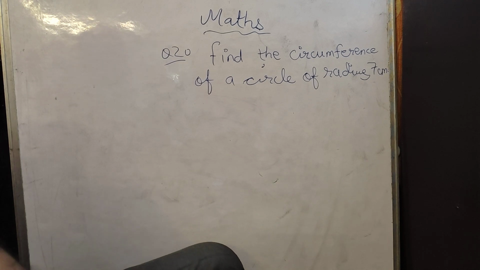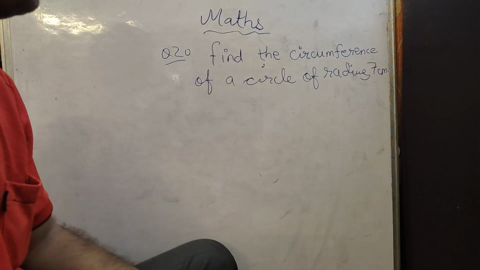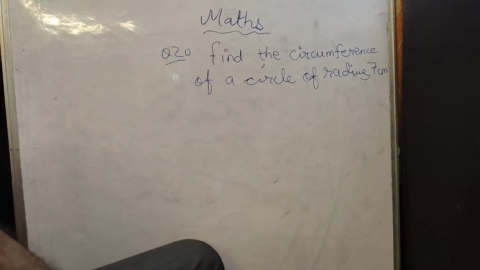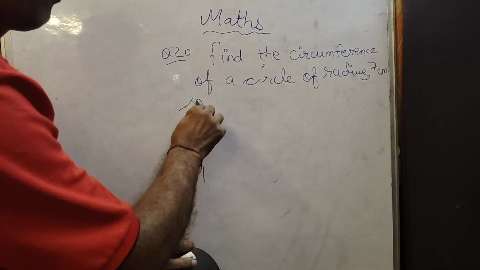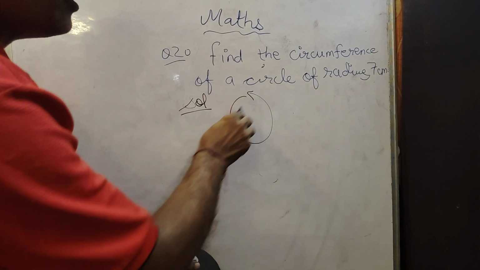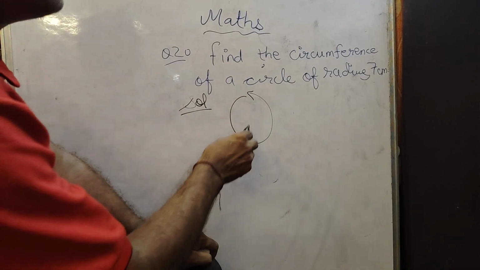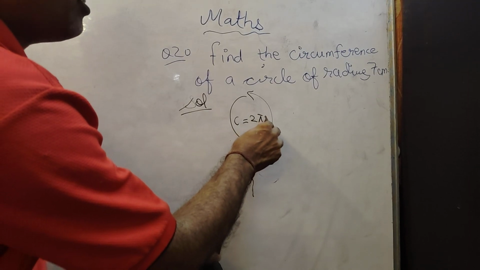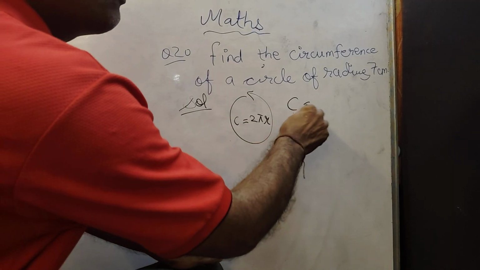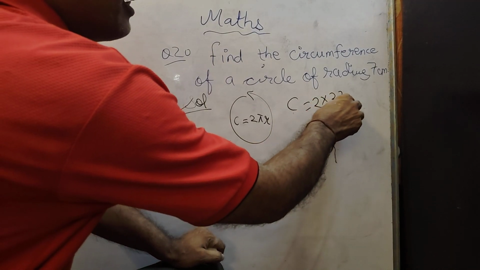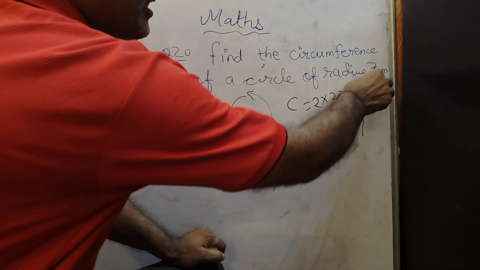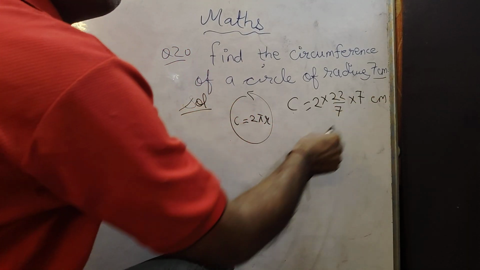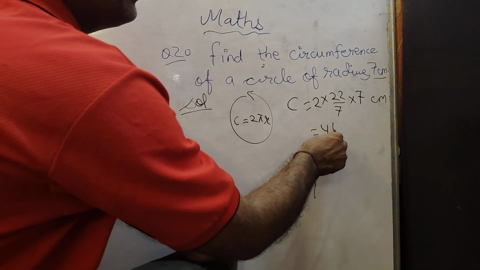What does circumference mean? The question is: find the circumference of a circle of radius 7 centimeter. Circumference is the perimeter of a circle. Yes, correct. This perimeter is called circumference, and its formula is C equals 2 pi r. R means radius. All three terms are multiplying. So 2 multiplied by pi means 22 over 7. R means radius, and here the radius is given as 7 centimeter. So the answer will come in centimeter. Denominator 7 and numerator 7 cancel. 2 into 22 is 44 centimeter.